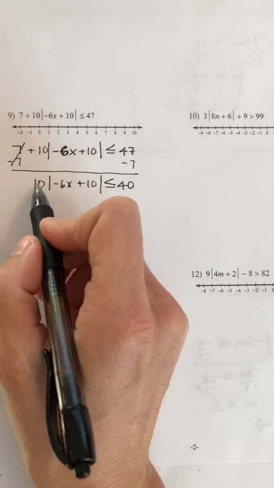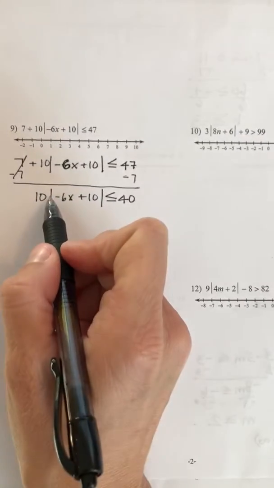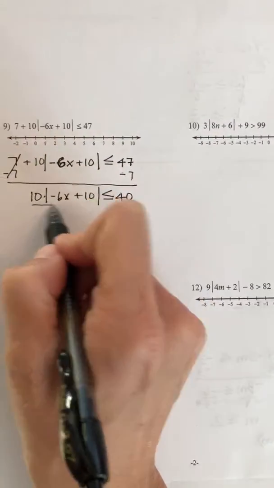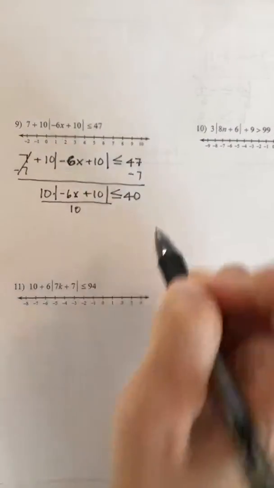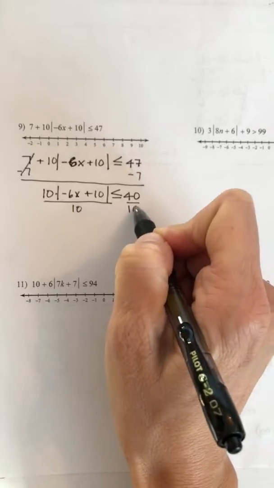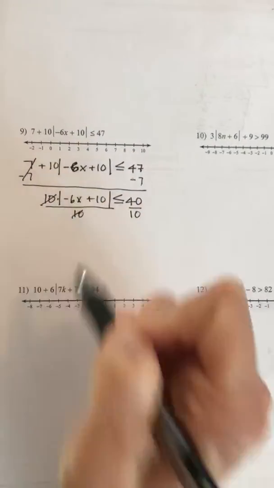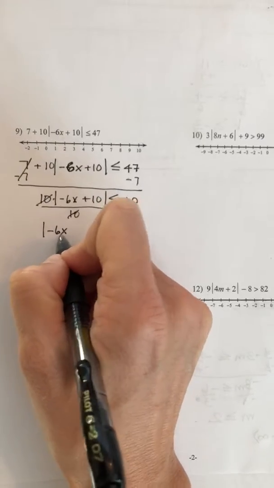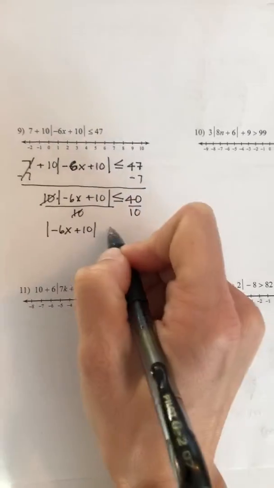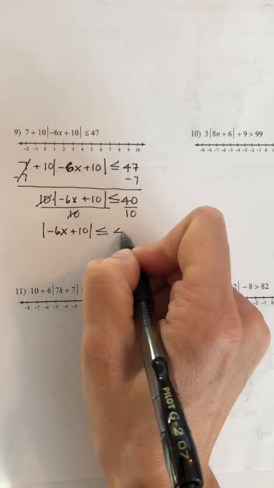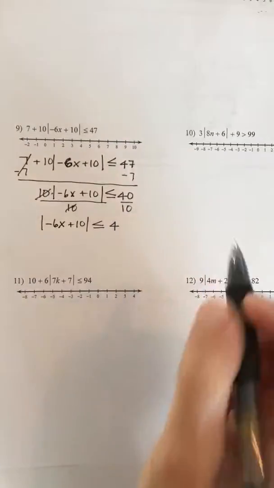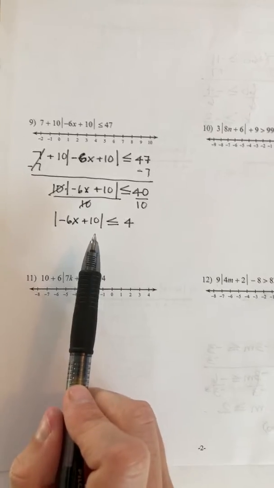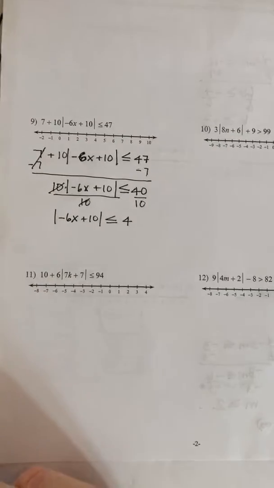So now this 10 I've got to get rid of, and even though we don't write it, that is 10 times the absolute value. So the opposite of multiplying would be to divide by 10. Whatever you do to one side, do the other. So here the 10s cancel out. I'm left with the absolute value of negative 6x plus 10 is less than or equal to 4, because 40 divided by 10 is 4. So now that I have the absolute value isolated, now I can set up my 2 inequalities.